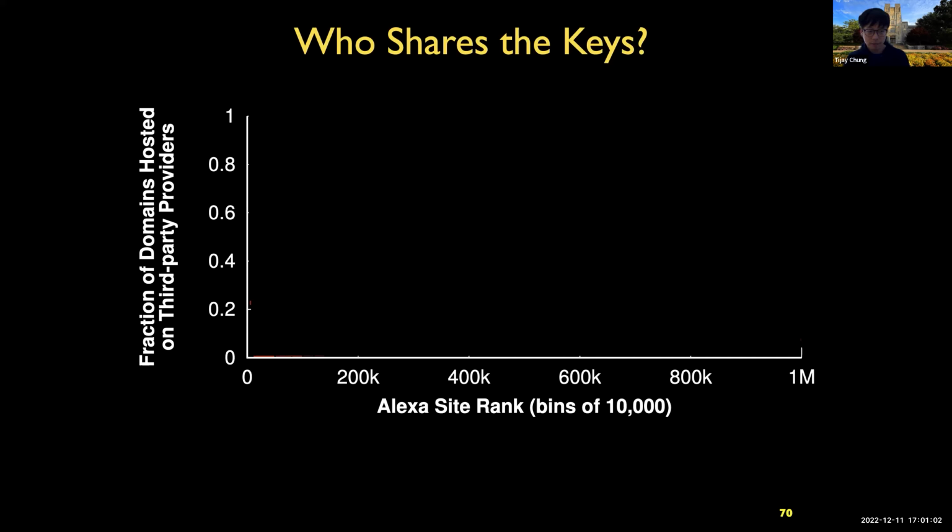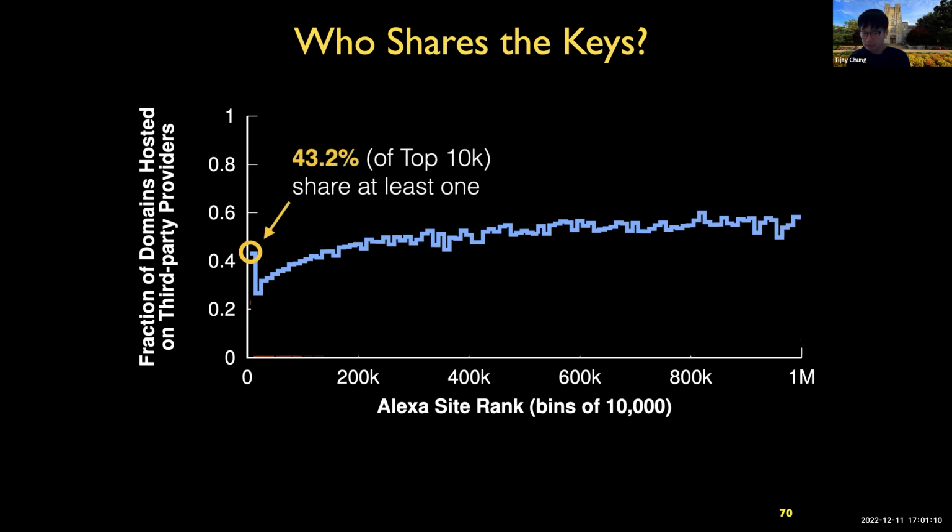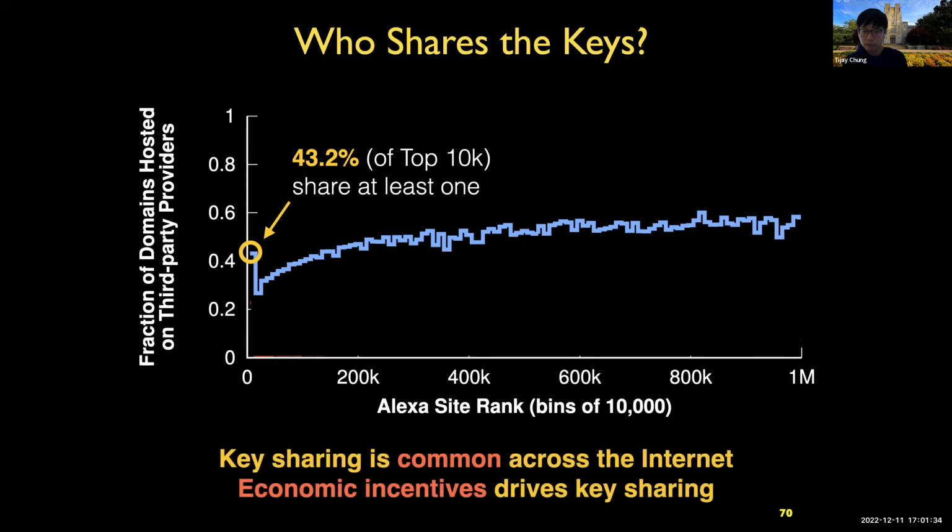The y-axis is the fraction of domains hosted on third-party hosting providers. You can see a nice, interesting, non-linear relationship. When you first focus on the very top popular websites, the top 10K, 43% of them share at least one key. But it drops significantly beyond the top 10K, and then increases gradually. So even the very least popular websites use third-party hosting providers a lot.